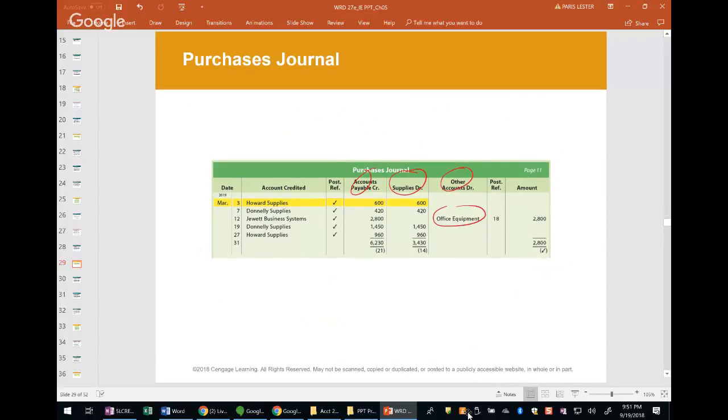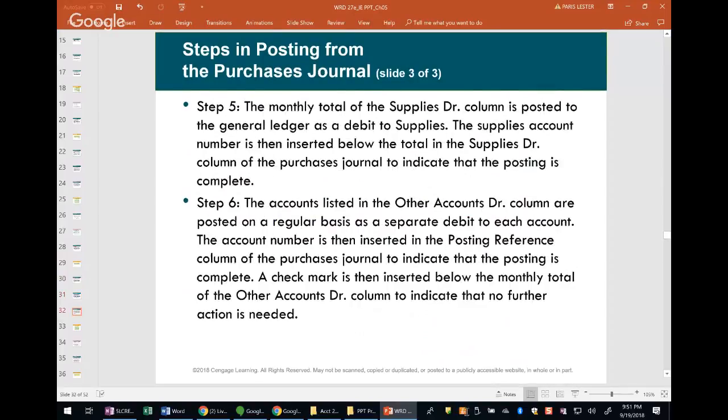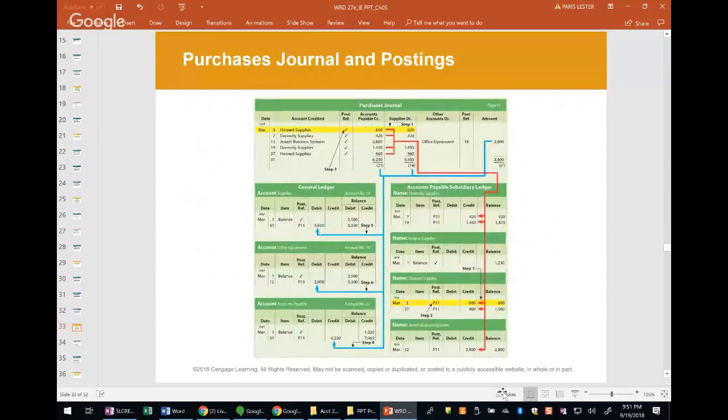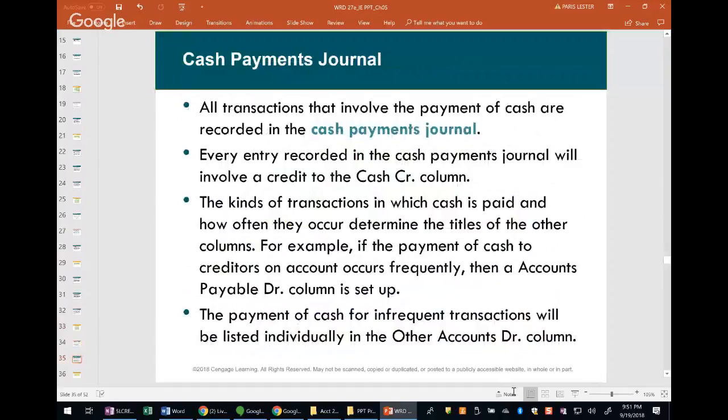And then for a purchase journal, we're going to move on real quick to a cash payments journal. Any reason you pay out cash, you can put it in a cash payments journal.